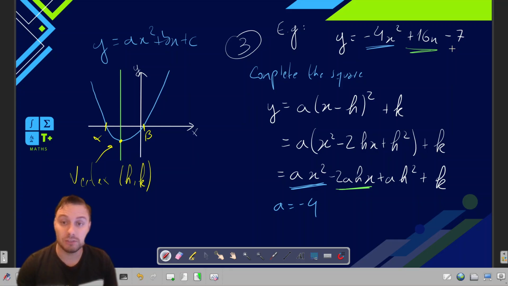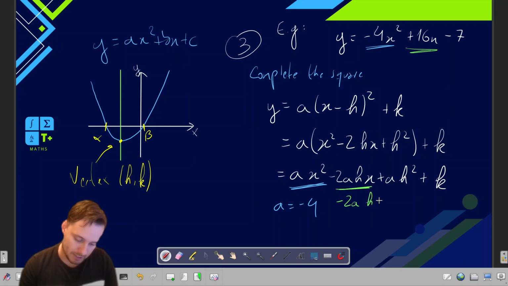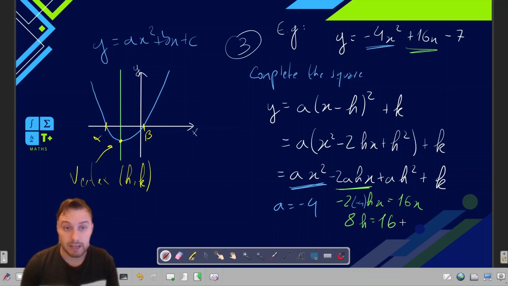This should be equal to 16. So how does this work? Negative 2ahx is equal to 16x. But we know the value for a, because we know that a is negative 4. So here we're getting that negative 2 times negative 4 is 8, so 8h is equal to 16. I can cancel the x's out, and h is equal to 2.